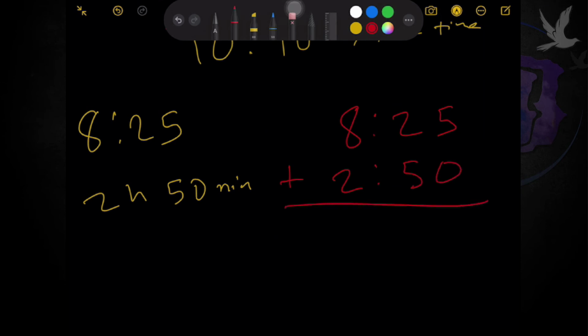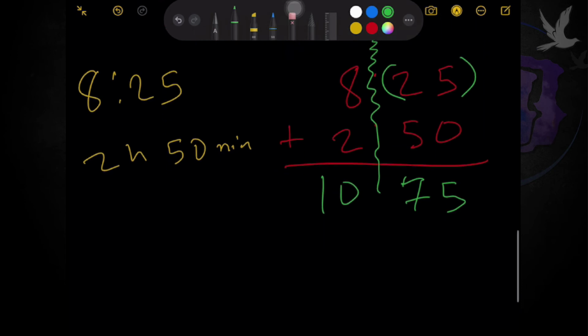Then again, when you're dealing with time, please deal with hours alone, deal with minutes alone. Do not combine them unless you're going to convert one unit to another. Okay, so 25 plus 50 will obviously give us 75. And 8 plus 2 will give you 10. But if you notice, this is a very unusual time. Teacher Mark, I finished my work at 10:75. Meron bang ganyan? Of course, there is none.